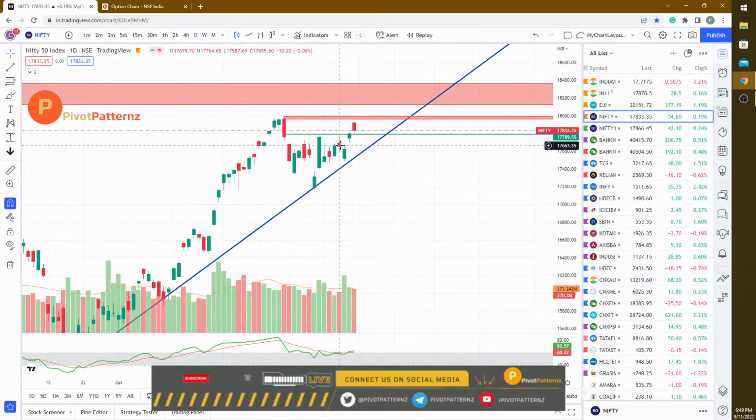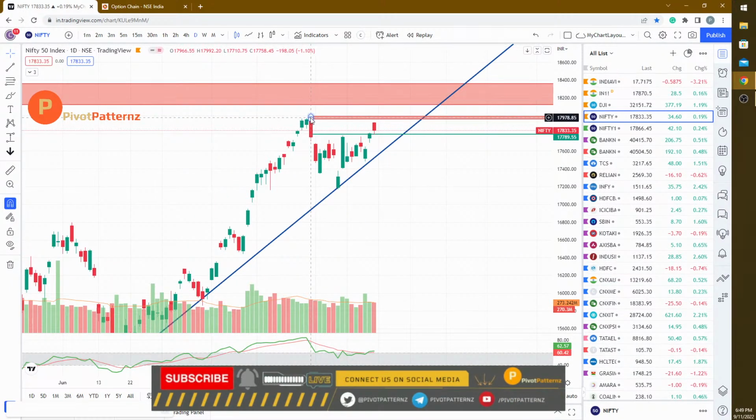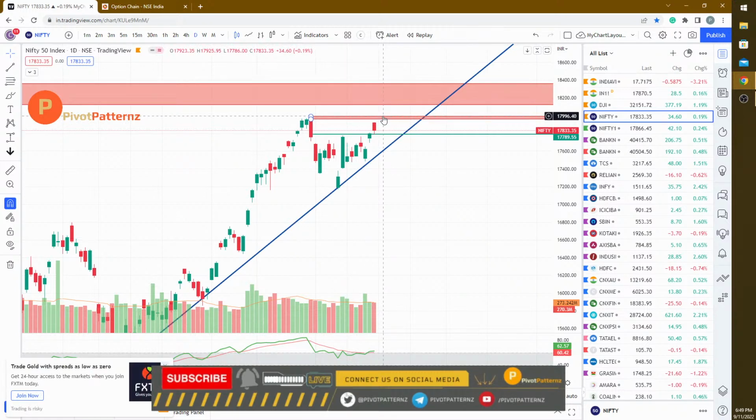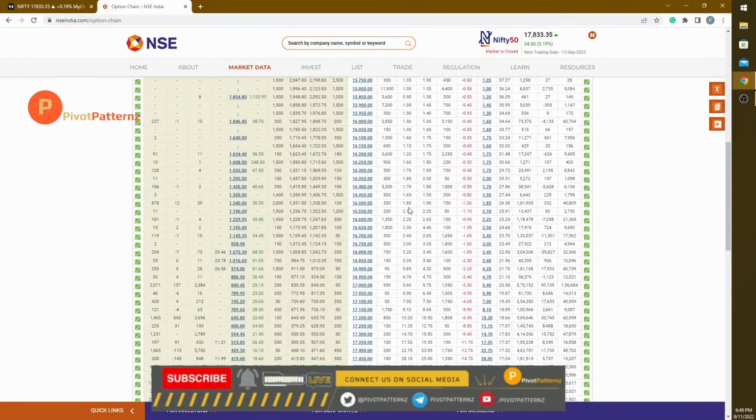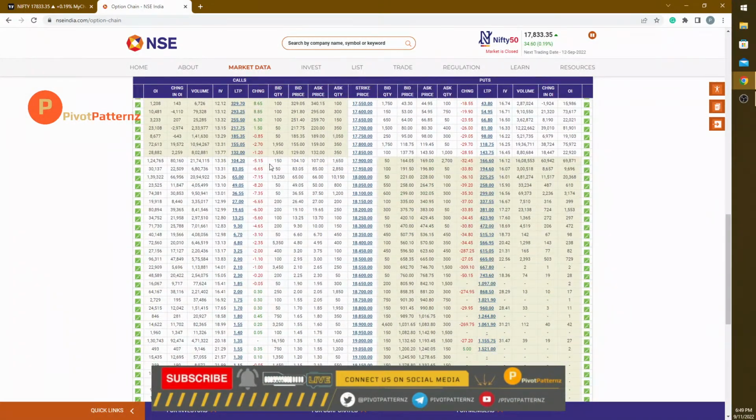But what I see is, this is a very critical zone, Mahesh. So unless there is a breakout, you should not hold CE. When you're an option buyer, you should also consider playing the momentum.